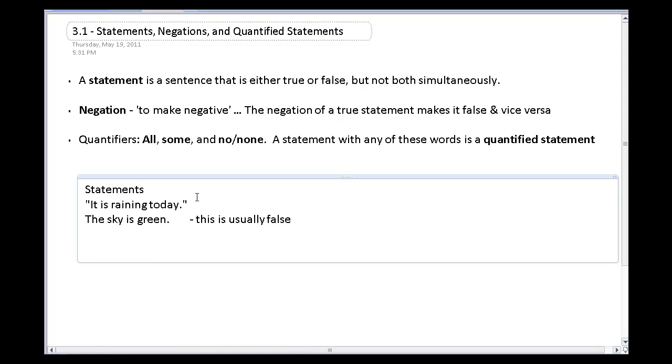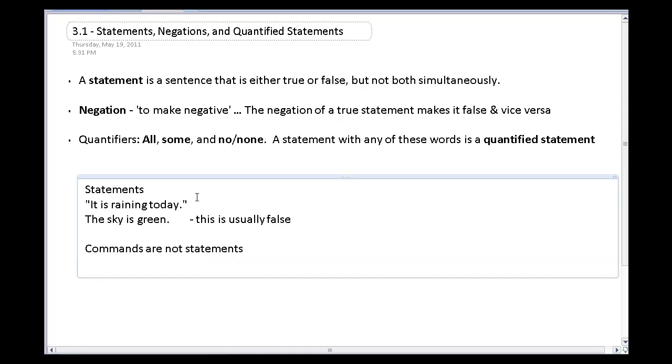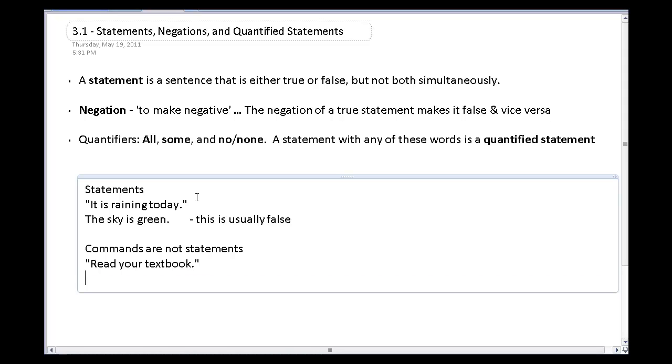Some things that are not statements. Not everything is a statement. So commands are not statements. Read your textbook. You may or may not read your textbook, but my sentence, read your textbook, is not able to be evaluated directly as true or false because that is a command. It's not something that's deciding whether things are true or false. It is simply a command.